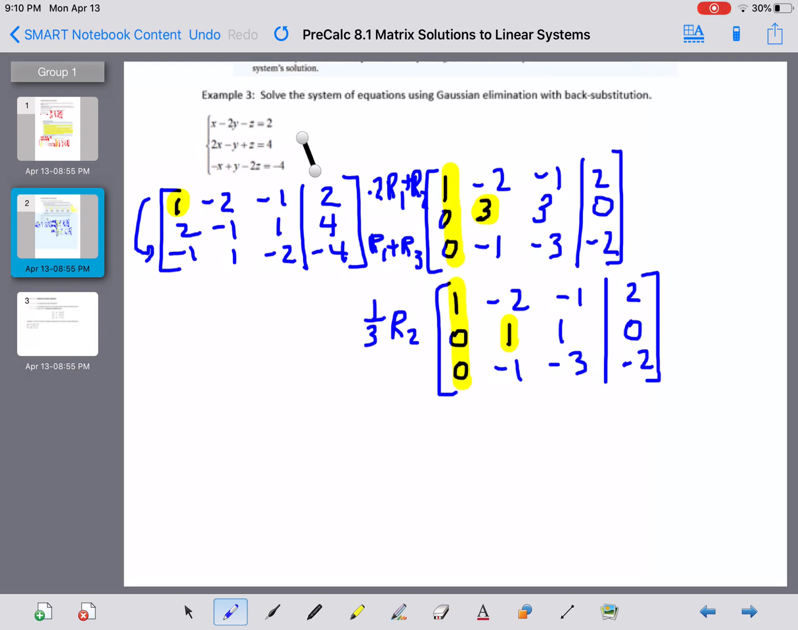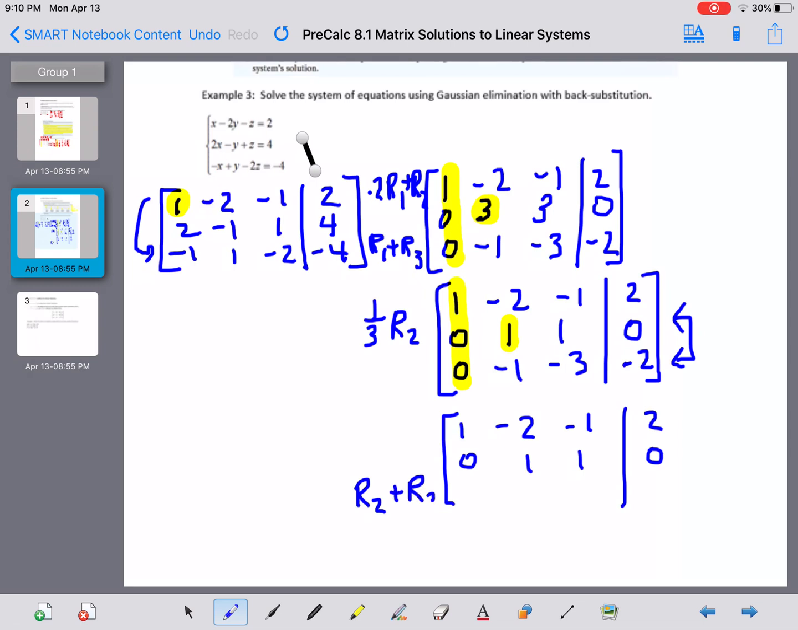So if I look at my second row and I look at my third row, if I need a 0 in that second position, the best thing to do is just to add my rows together. So once again, I'm going to leave my first row the same. And I'm going to leave my second row the same because I really like where it's at. And I'm going to go ahead and just add row 2 plus row 3.